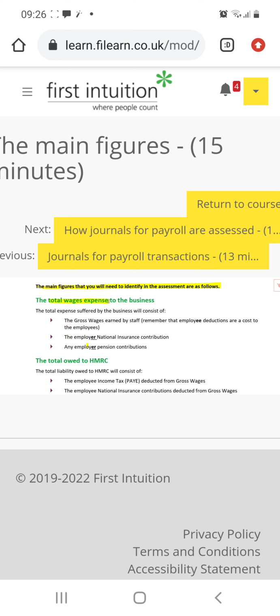First of all, then, the total wage expense to the business. Now, this is the bit that we were looking at previously, the cost to the business of employing someone, i.e. the total wage expense as far as the business is concerned, and what it would cost them, is the three elements. Number one, the gross wages from staff, so the total amount of basically someone's salary. So you need that gross wage that will be earned by the staff.